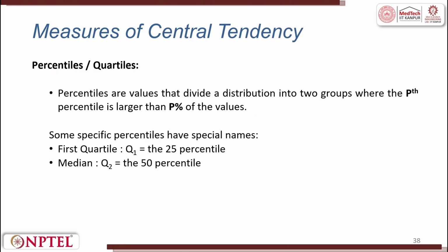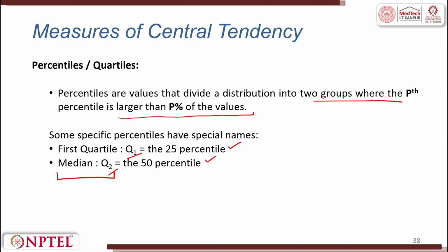Percentiles or quartiles. Talking about median, we have to talk about quartiles as well. Percentiles are values that divide a distribution into 2 groups, where the pth percentile is larger than p% of the values. Some specific percentiles have specific names. For example, first quartile is Q1, second quartile is Q2. First quartile is the 25th percentile, second quartile is the 50th percentile.